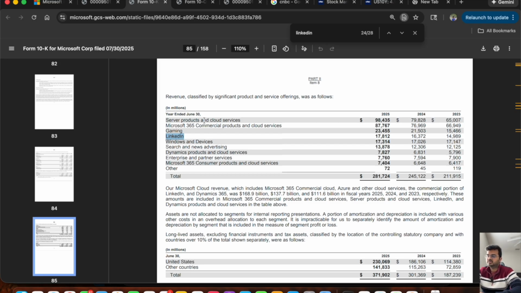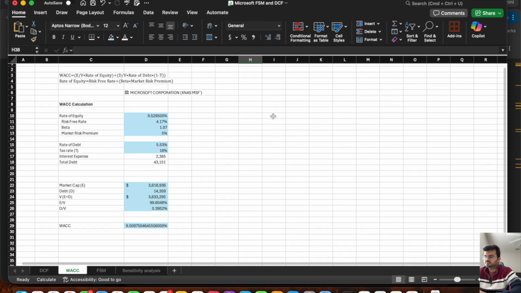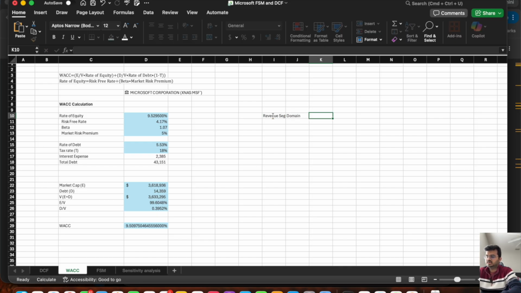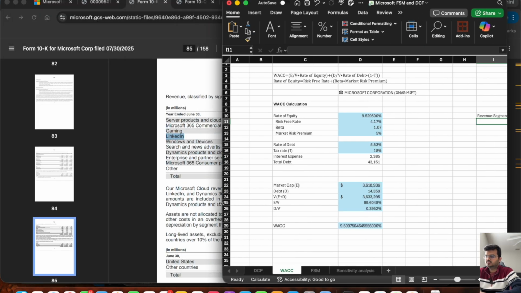What I'm going to do now is figure out where each and every segment is located, tag it back to Aswath's data, and get the weighted average of beta. It might be confusing with a lot of talking, but I will show you what I mean. So here, revenue segment, domain, revenue, weighted average, weighted beta.